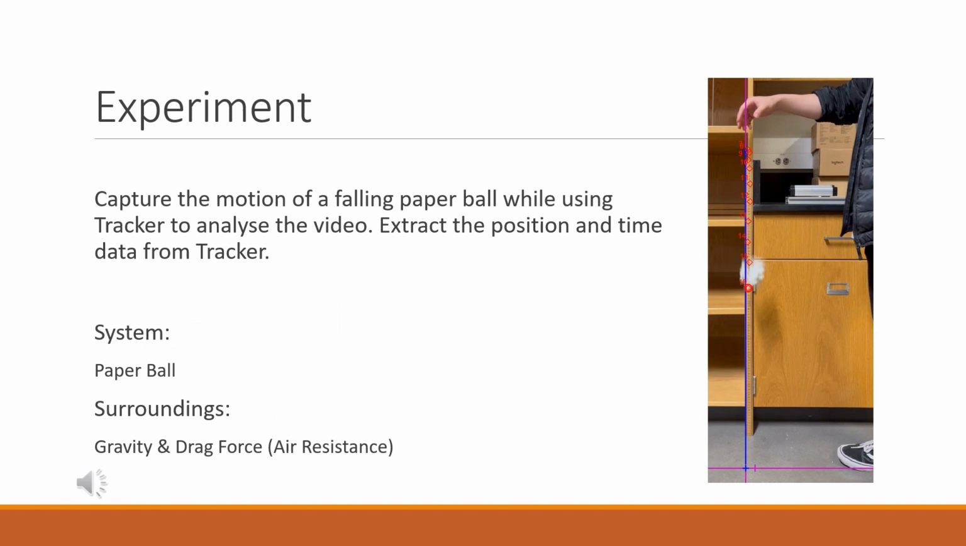The experiment that we'll be doing today is capturing the motion of a falling paper ball while using Tracker to analyze the video. Once the ball is dropping, I'll be using Tracker to analyze its position frame by frame. From there, we can extract the position and time data from Tracker to plot a velocity time graph. And from there, we'll be able to determine whether it has drag or not.